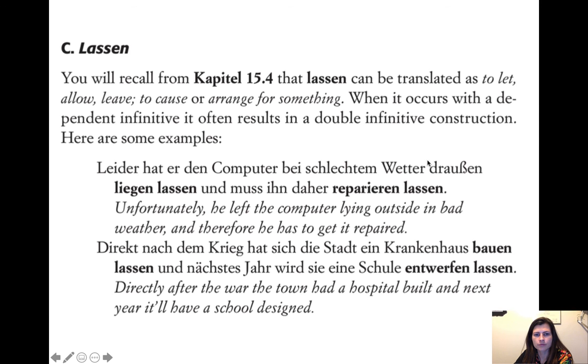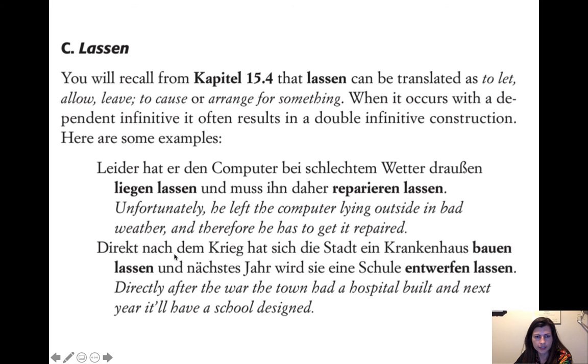But then this other lassen means arrange for something to be done, so he's having it repaired, arranging for it to get repaired. So this first one is to let or to leave, and then the second one is to have it done or arrange for it to be done. So they both have double infinitives, but just based on the context, they will be doing different things and maybe need different translations. Yeah.